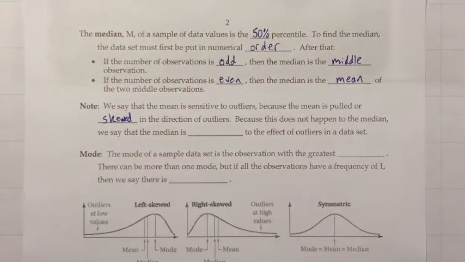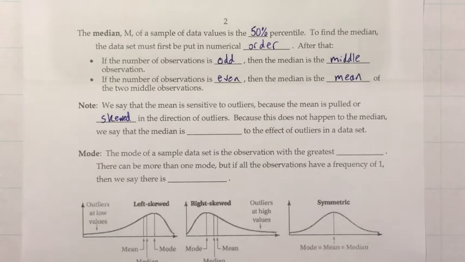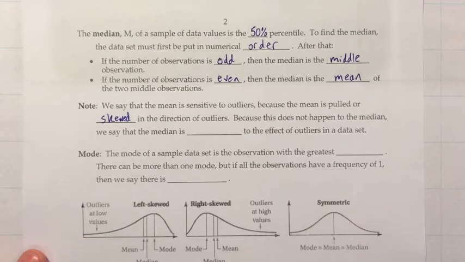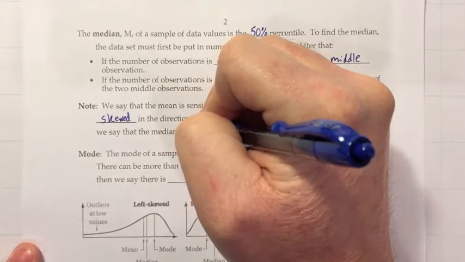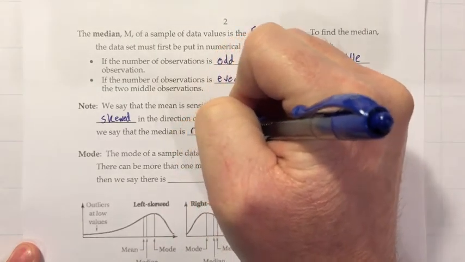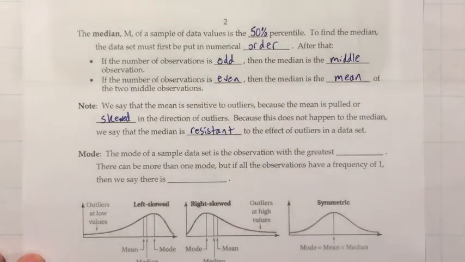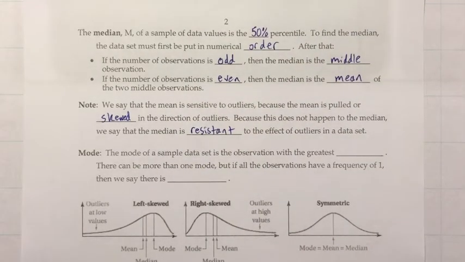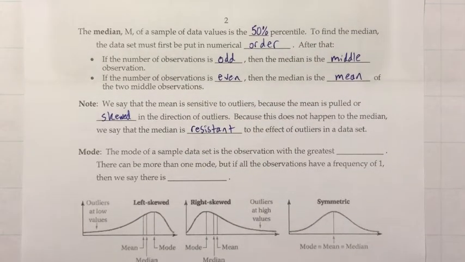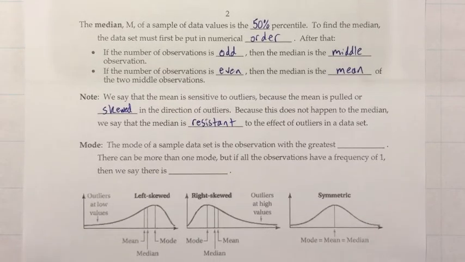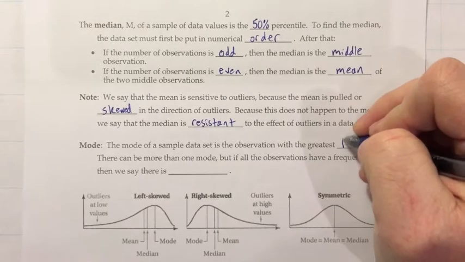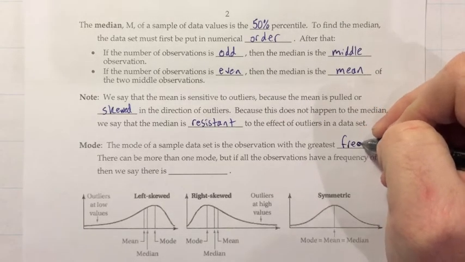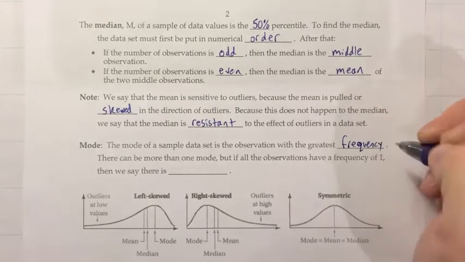So we saw that with the $55. But that does not happen with the median, so we say the median is resistant to the effect of outliers in a data set. And then we're also going to have a new definition called the mode. We haven't seen that one yet because it didn't really apply very well to our last data set, but the mode of a sample data set is the observation with the greatest frequency. So it's the one that shows up the most times.